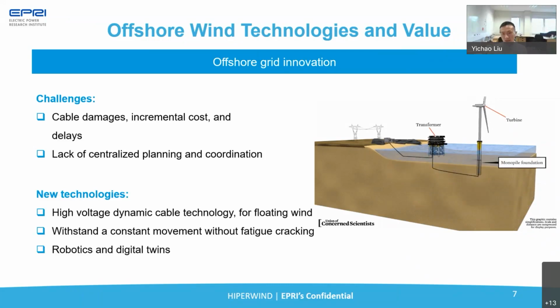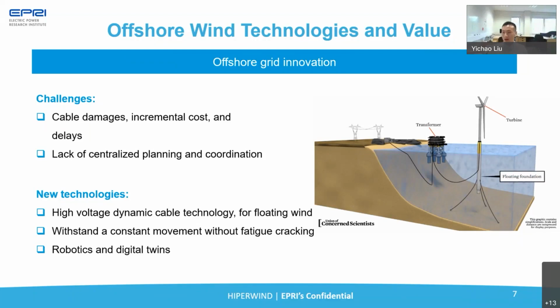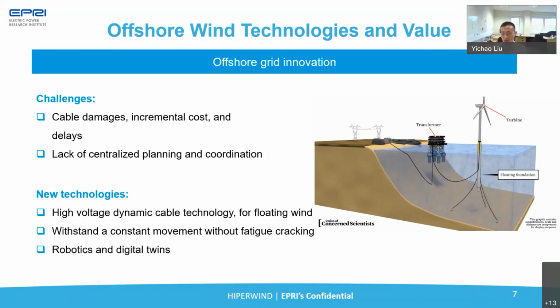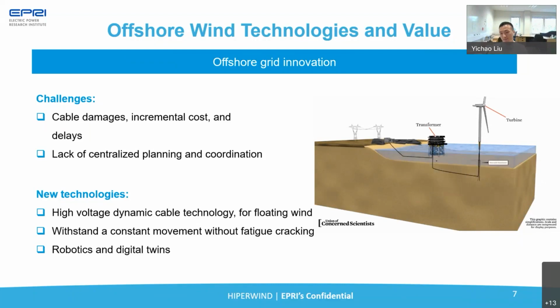We need high voltage dynamic cable technology for floating wind turbine applications, because floating wind actually shows an extra six degrees of freedom of low frequency dynamics compared to the bottom fixed wind turbine. Such dynamics will introduce unexpected fatigue cracking of the cable.